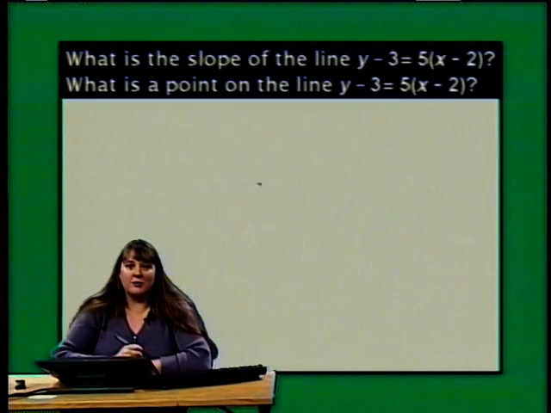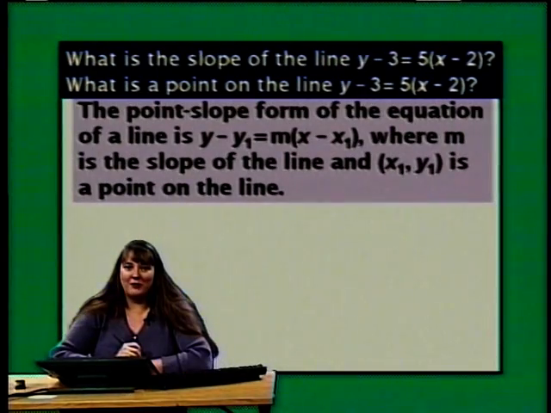Well, let's go back to our point-slope form again. What's the slope of the line y minus 3 equals 5 times the quantity x minus 2? And what's a point on this line? Recall that the point-slope form of the equation of a line is y minus y sub 1 equals m times the quantity x minus x sub 1, where m is the slope of the line and x sub 1, y sub 1 is a point on the line.